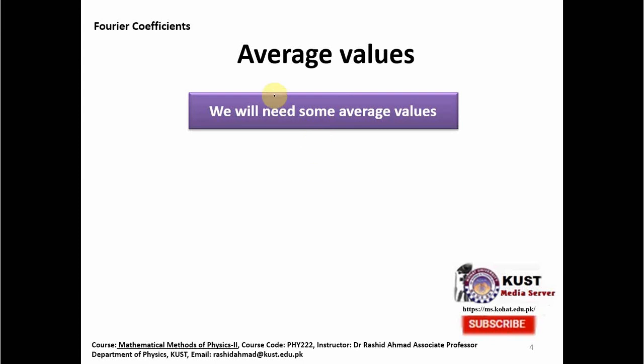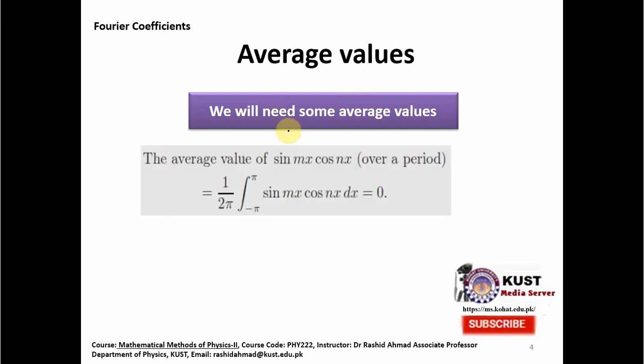So I give you some of these average values. This is the first one, where you see that sine mx and cos nx, the average value in this interval is equal to 0. I will also show you how to prove this. Some of them we have already proven, for example cos square and cos nx, but I will give you a general recipe for proving these average values. But at the moment, just note down that the sine mx cos nx average value is equal to 0 over this interval.